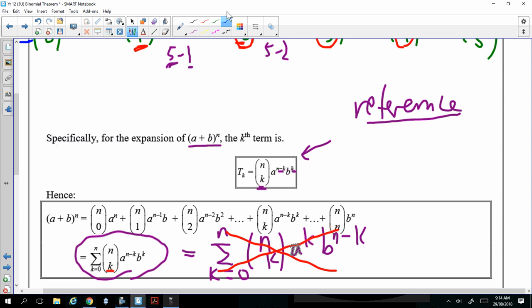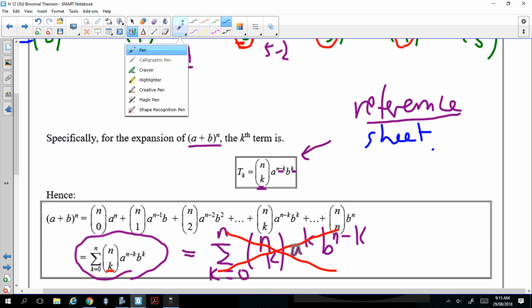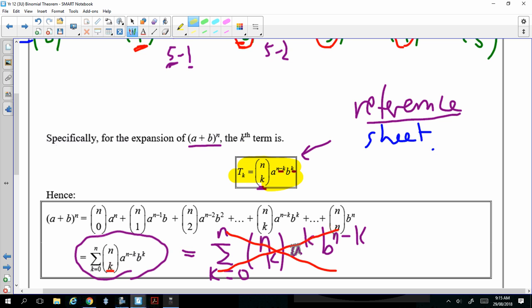Okay, good. So it's on the reference sheet, which is good. So now we just need to know how to use it. So let's highlight this formula. That's a very important formula. All right, so now we can calculate any term of a binomial expansion.